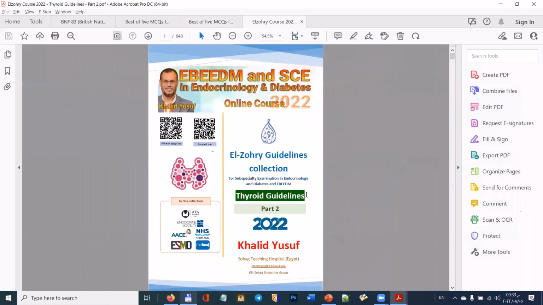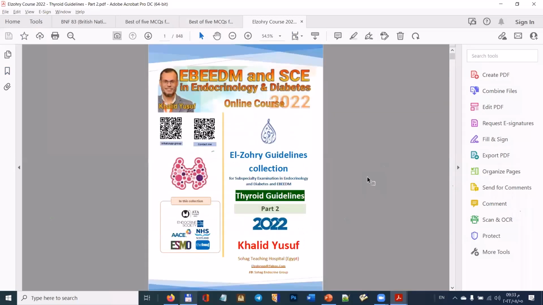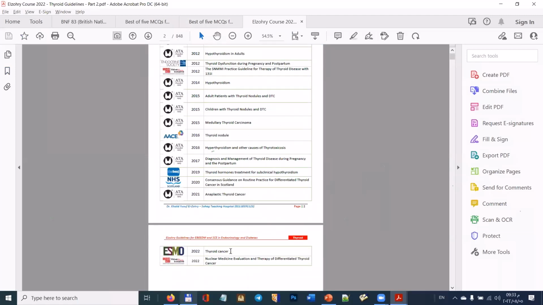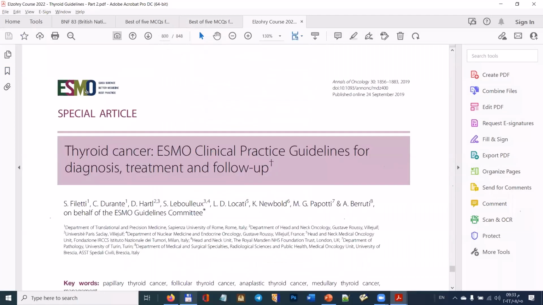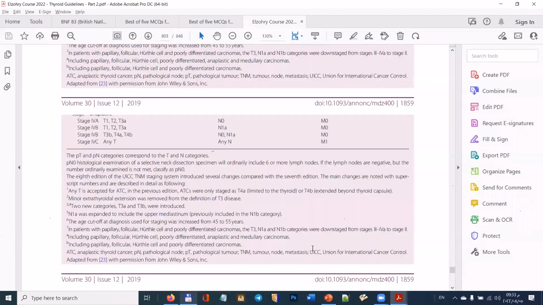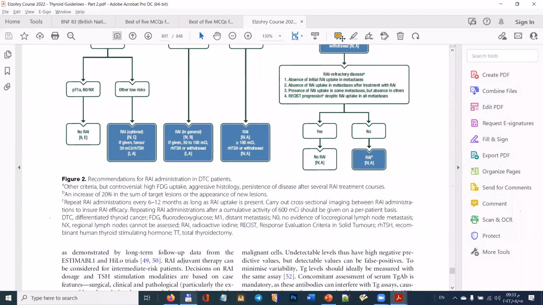This is part 2, and this is a very large PDF file, more than 800 pages of guidelines. The American one is just if you want to collect all the updated thyroid guidelines, and this is the ESMO guidelines for thyroid cancer, the latest one. All of these guidelines are already freely available on the website. Anyone can collect them, but I collected them in one file.